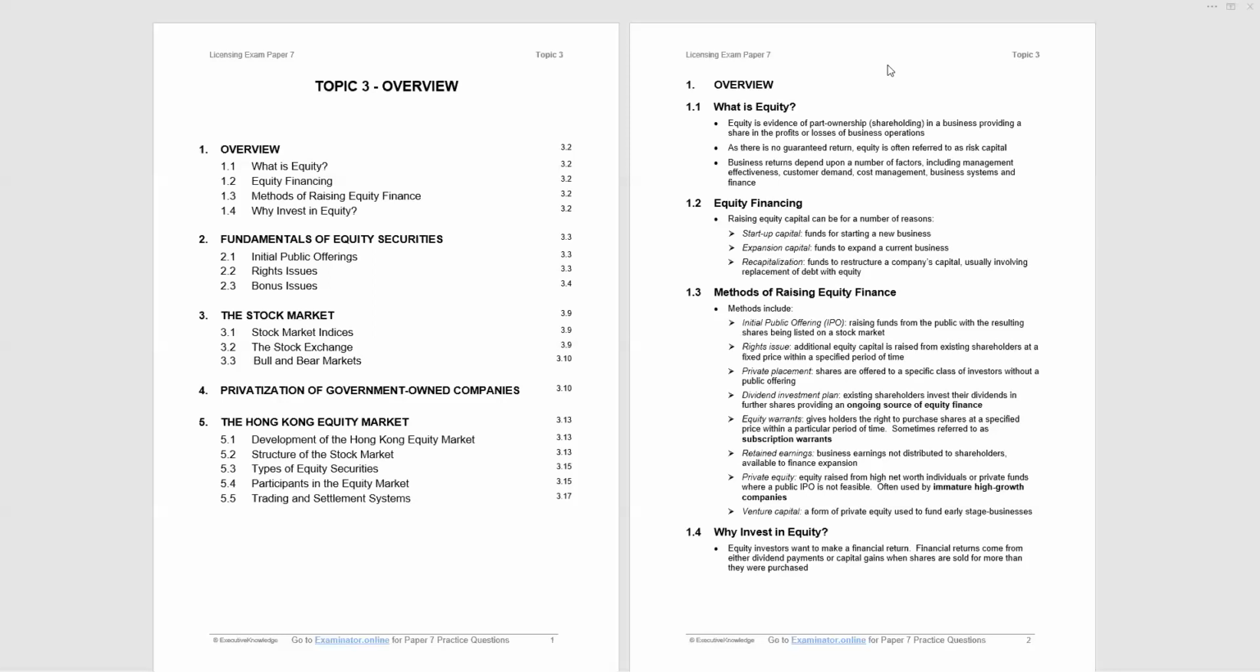Now, why would you want to invest in equity? You want to make a financial return. How do you make that financial return? Either dividends or capital gains, or ideally both. And that's why we invest.